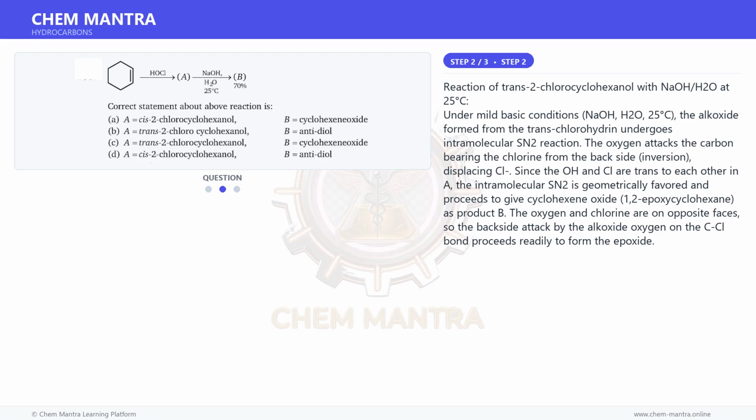Since the O and Cl are trans to each other in A, the intramolecular SN2 is geometrically favored and proceeds to give cyclohexene oxide, 1,2-epoxycyclohexane, as product B. The oxygen and chlorine are on opposite faces, so the backside attack by the alkoxide oxygen on the C-Cl bond proceeds readily to form the epoxide.